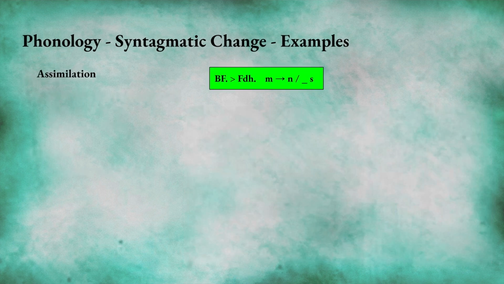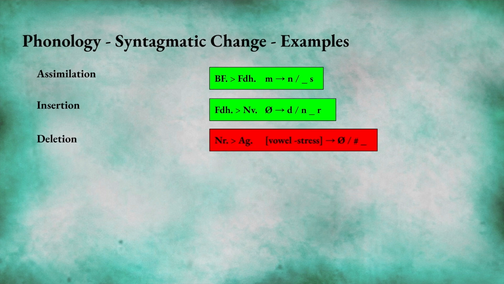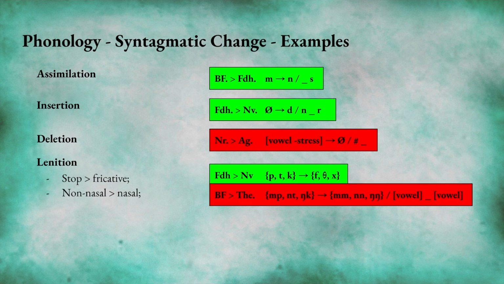For assimilation, we see Berezny feor m has become n in Fidasan before s, where m has assimilated to the place of articulation of s. Insertion in Nivier of an epenthetic d between n and r. Deletion going from narasse to agere, where an unstressed vowel disappeared at the end of a word. Lenition, where stops became fricatives going from Fidasan to Nivier, such that p to k became f to ch. Non-nasals becoming nasals, between Berezny feor and Therekke, where the pre-voiceless stops became geminates between vowels.